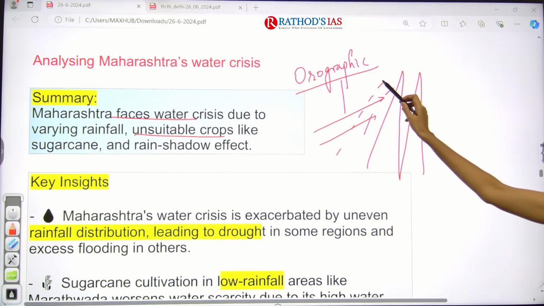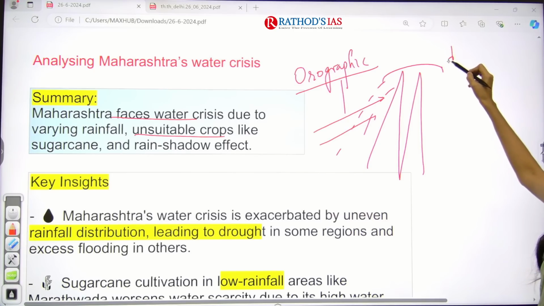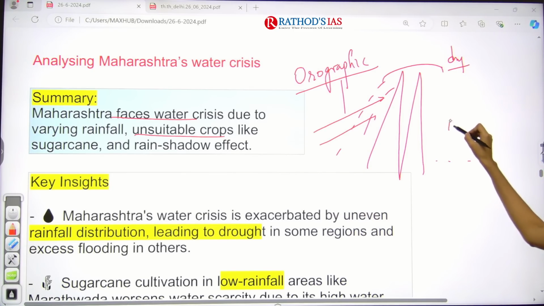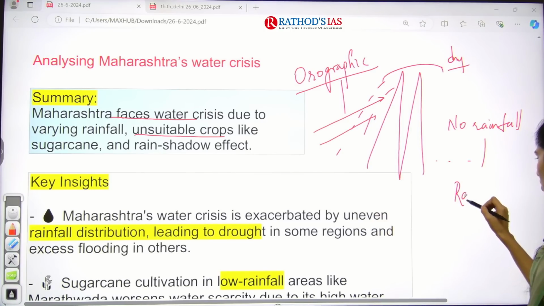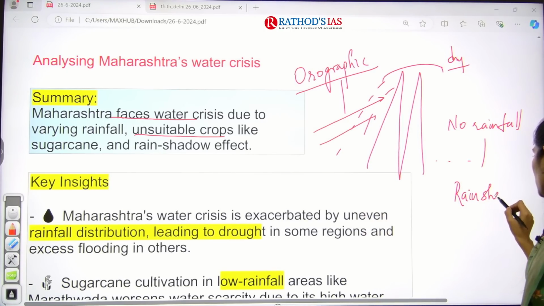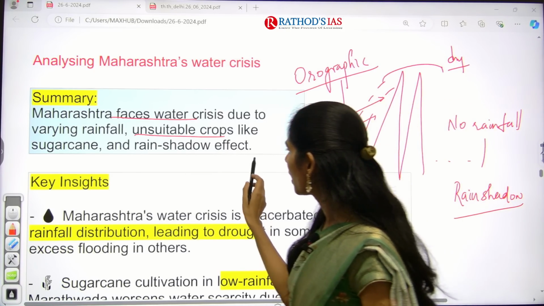Whenever these winds move to this side, they become dry. They don't bear the water. So in this region there is no rainfall. Okay, this region is called the rain shadow region. Actually Maharashtra is facing this effect called the rain shadow effect.